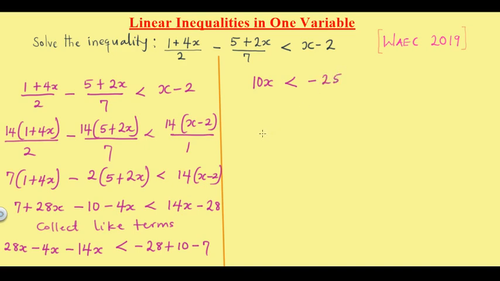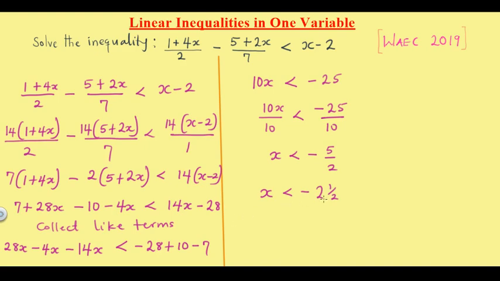So here now we can divide both sides by the coefficient of x, which is 10. We have 10x divided by 10 less than negative 25 divided by 10. So we have x less than negative, 5 goes here, 5 goes here 2, which is either we leave it here or we move further to say x less than negative 2 whole number 1 over 2.